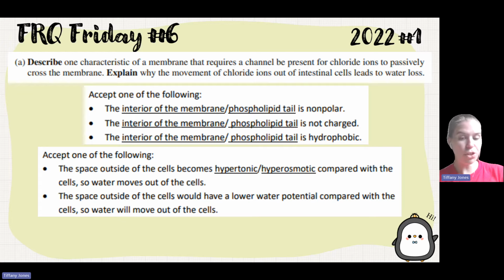Or, as I just mentioned about solute potential, it's going to have a lower solute potential in the extracellular area than the inside, and water will move from high water potential to low water potential. So the answers you could have given here were that the space outside is hypertonic or hyperosmotic compared to the cell, so water moves out. Or talking about the space outside the cell having a lower water potential, so the water moves out.